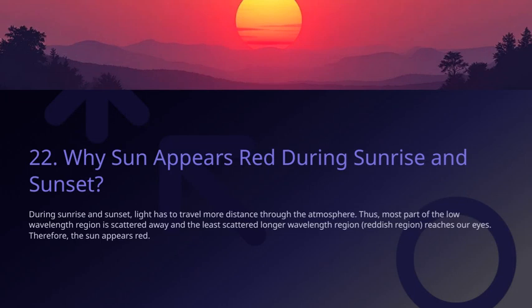When we observe the sun during sunrise and sunset, something interesting happens. The light from the sun has to travel through a much thicker layer of Earth's atmosphere. Because of this longer path, the shorter wavelengths of light, like violet and blue, are scattered away more effectively. That leaves the longer wavelengths, especially the reddish and orangish hues, to reach our eyes. This scattering process is called Rayleigh scattering, and it's the reason why the sun appears red during these times. It's a beautiful example of how the Earth's atmosphere influences the way we perceive the sun's color, connecting to our overall understanding of light and visibility.